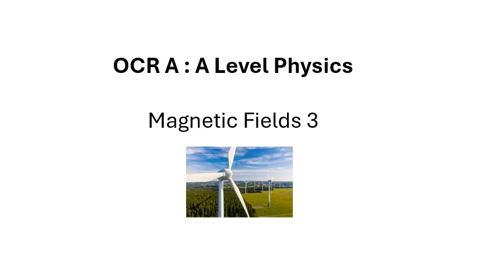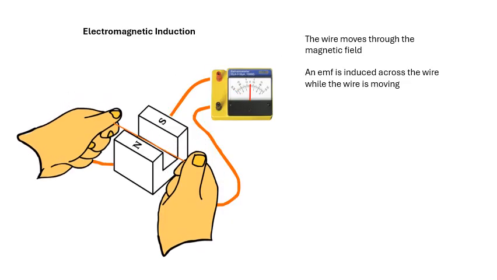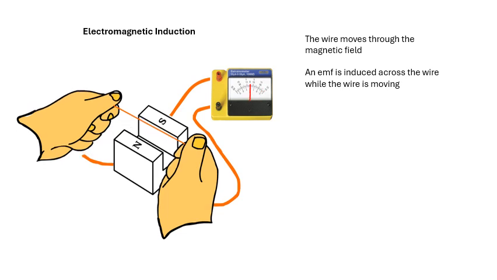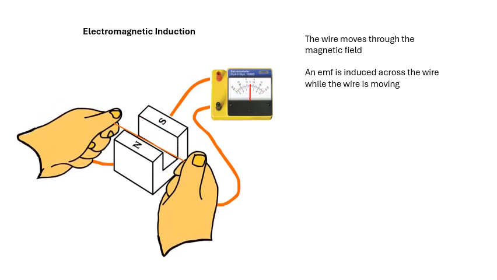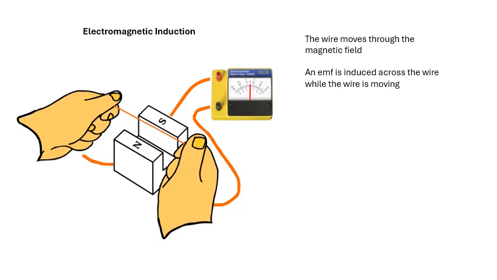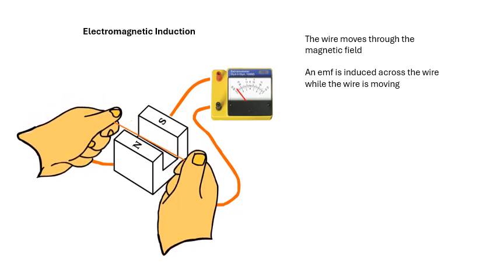OCR A, A-level physics. This is my third video on magnetic fields. So look at this animation. What am I doing? I'm holding a wire and I'm moving it into a magnetic field, and then I'm moving it out of the magnetic field, or rather I'm moving it through a magnetic field.